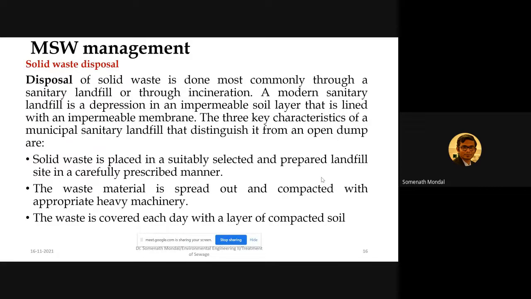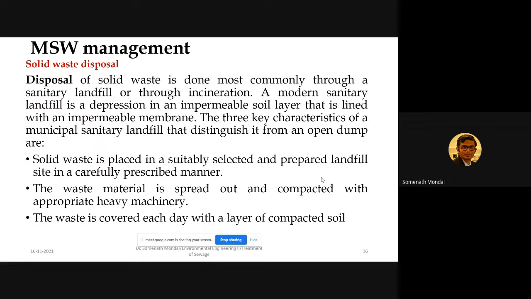So there are several reasons to choose a particular type, as I mentioned, but here I have actually mentioned 3 points. Solid waste is placed in a suitable, selected, and prepared landfill site in a carefully prescribed manner. The waste material is spread out and compacted with the appropriate heavy machinery, just to reduce the volume and increase the density, so that the service life of the particular landfill can be enhanced.